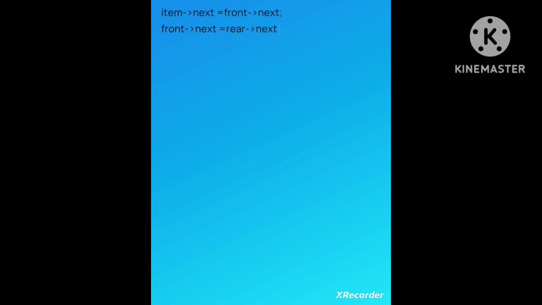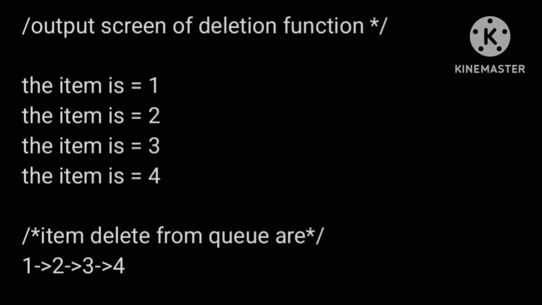For that we will first link the item pointer to the front node and then update the rear and front pointer to the node next to the front node, and then print the data item and free it from the memory. In this way the nodes are deleted from the circular queue. So here is the output screen of the delete function. The first item node, that is 1, is deleted first, and the last item node, that is 4, is deleted at the end.